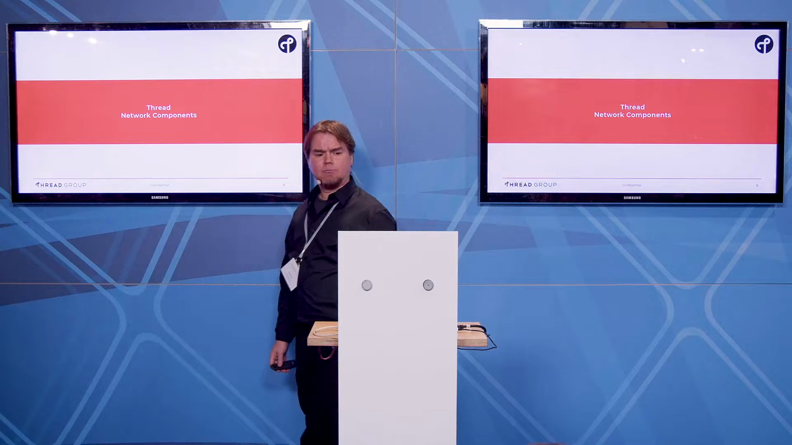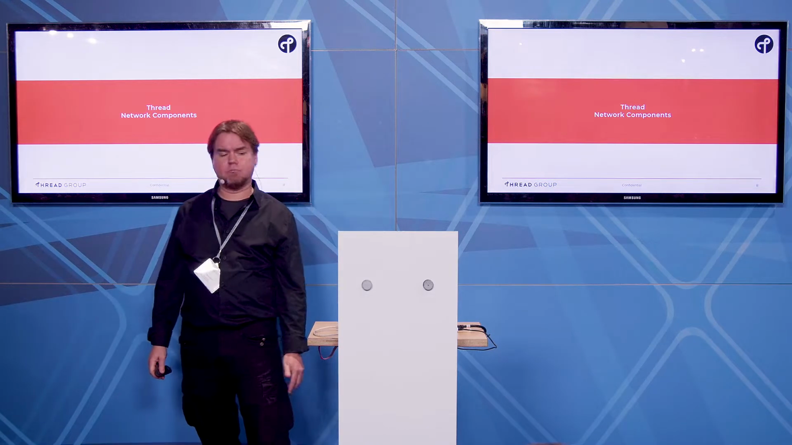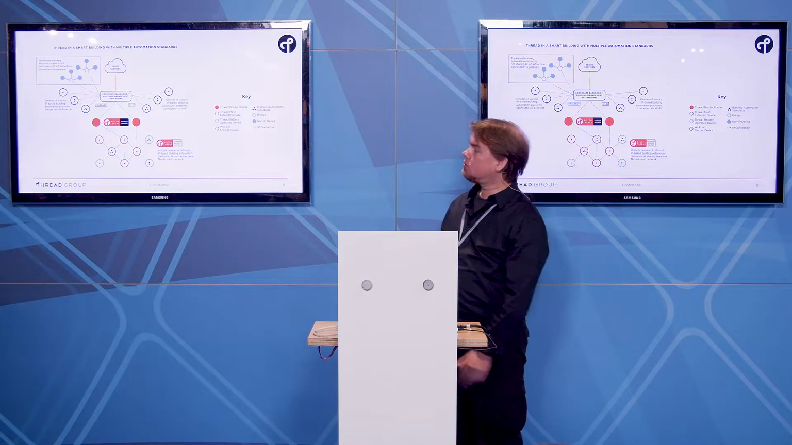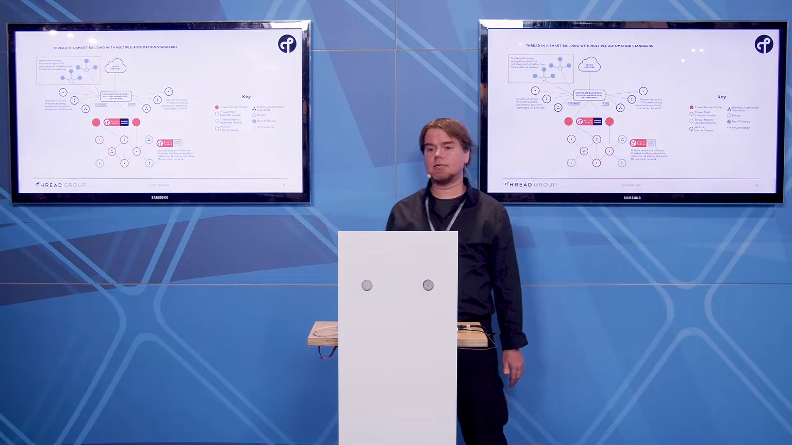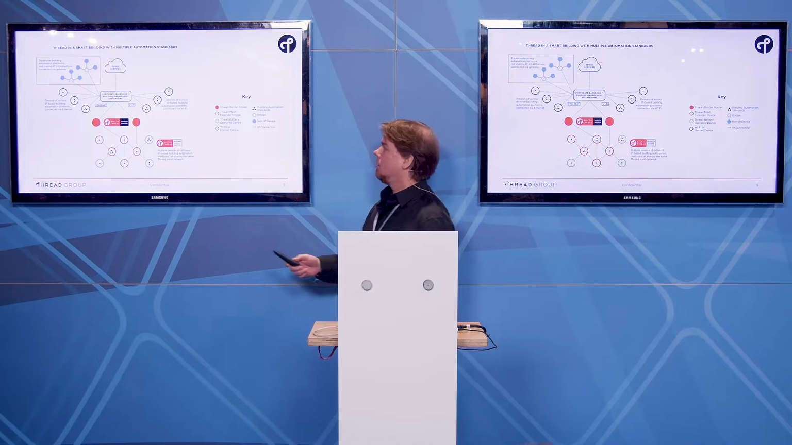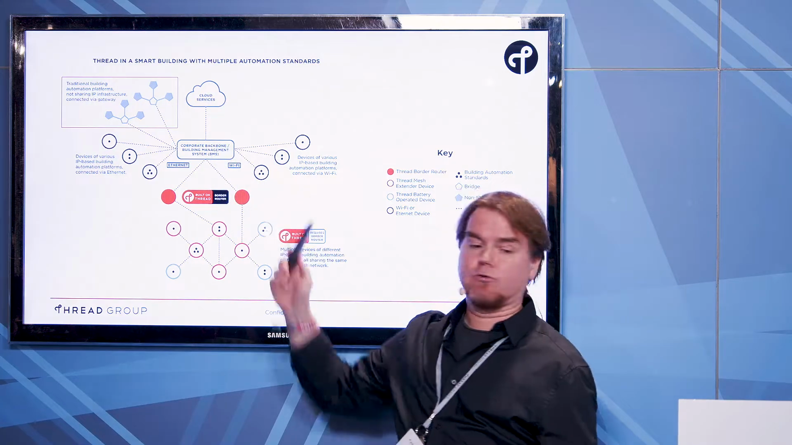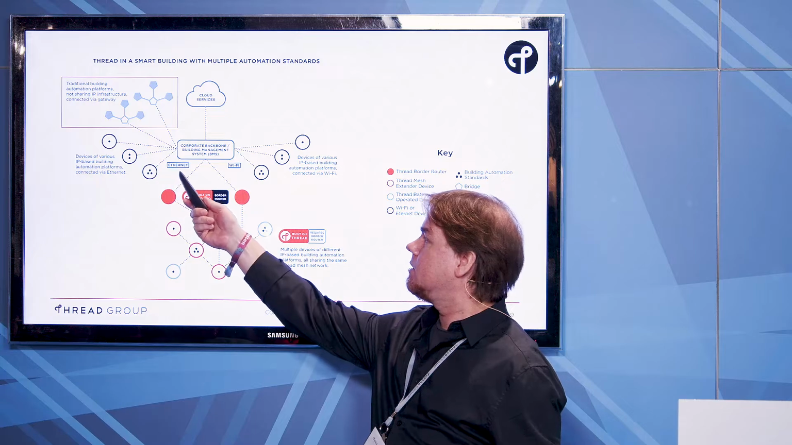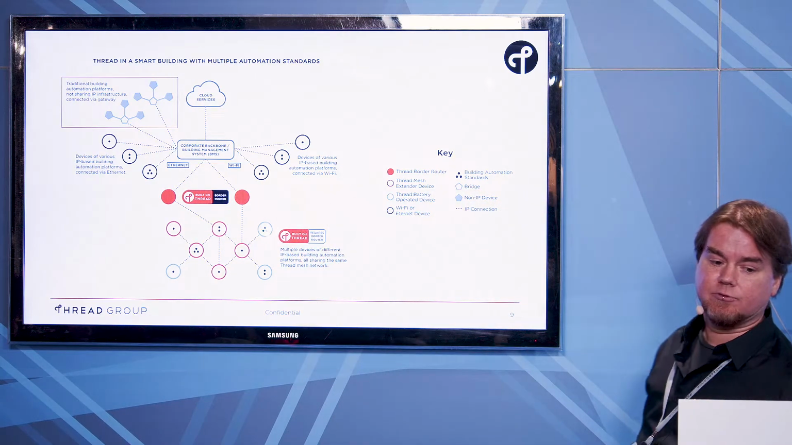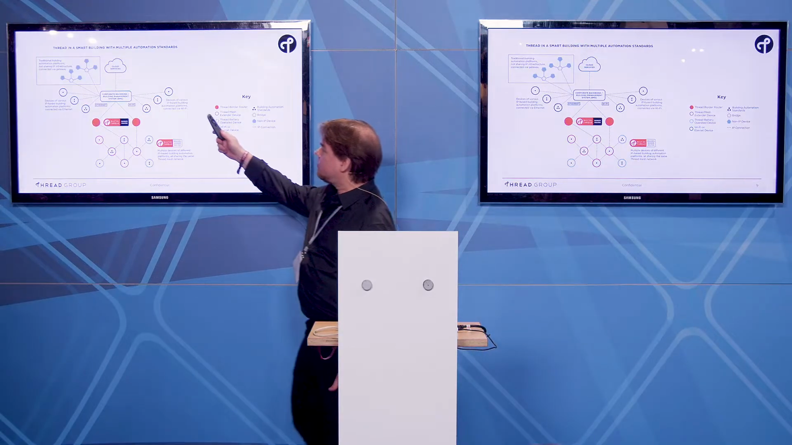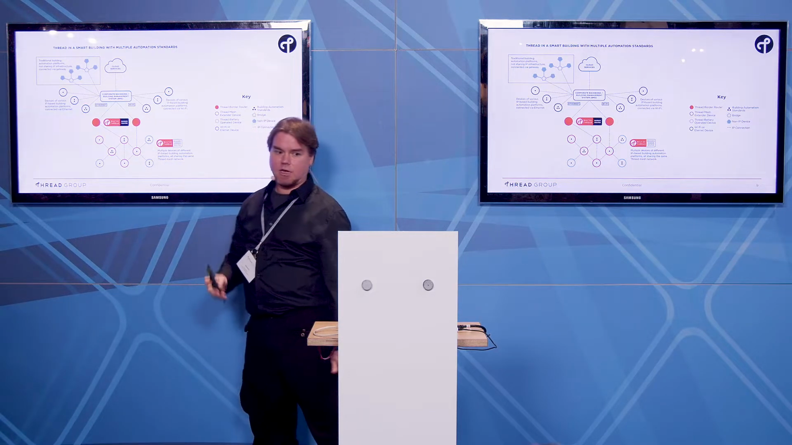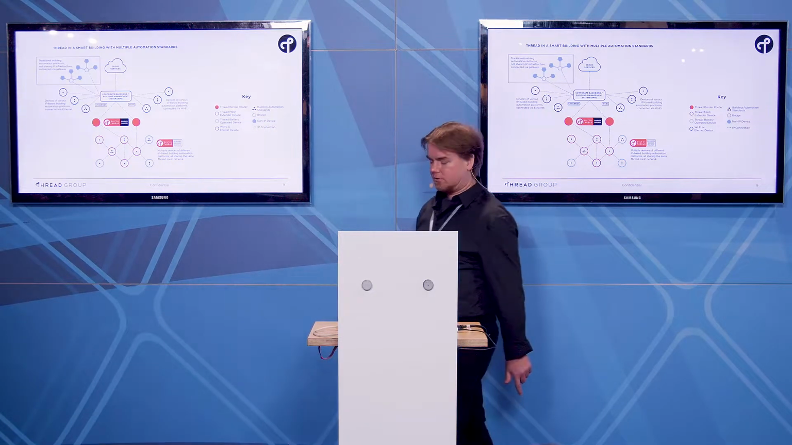So let's look a bit more into detail at the components that make up a Thread network. This graphic shows the place that a Thread network has in the overall corporate building. Most corporate buildings have some sort of a management system, and the devices are connected to that by means of Ethernet, Wi-Fi, familiar technologies like that. And Thread is just an extension to that, connected via a border router, and I will go into more detail on that later.